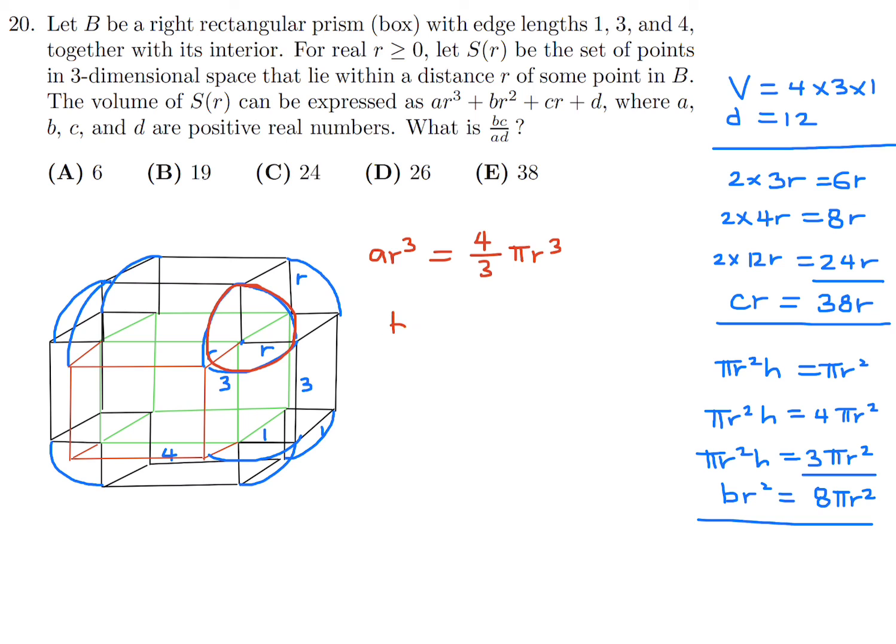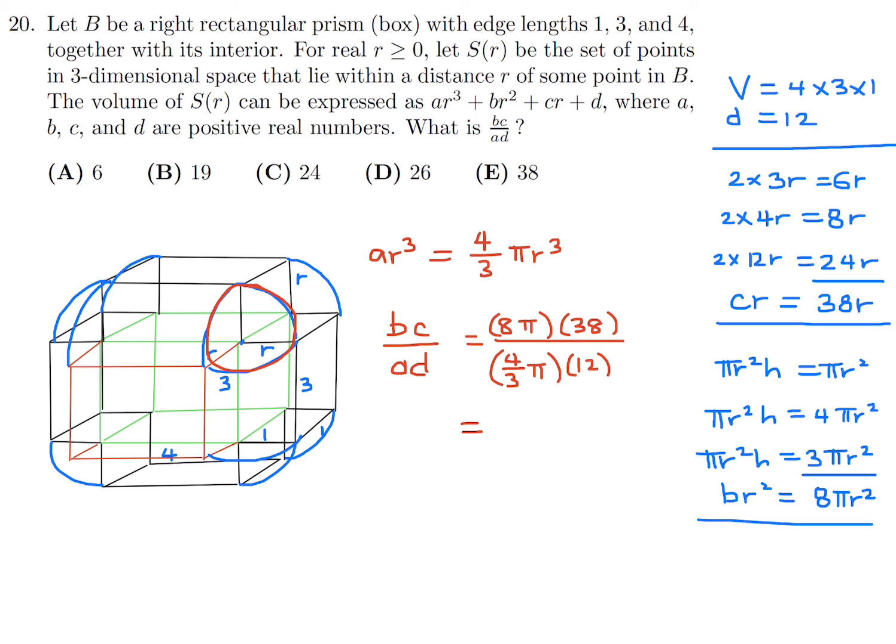All right, so let's combine it. We have to figure out BC over AD, right? So B looks like it's 4/3 pi from up here. Or sorry, B is here. B is 8 pi right there. You gotta be careful there. C, now let's see. C is here. C is 38. And then A, well, A is here. The A is 4/3 pi. And then finally D, well, D is 12.